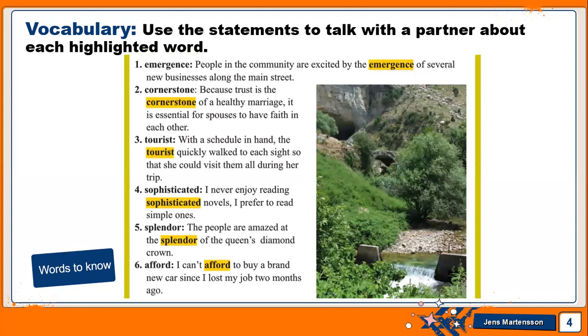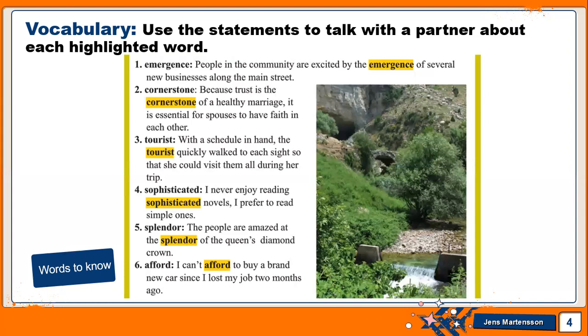The fourth vocabulary word is sophisticated. I never enjoyed reading sophisticated novels. I prefer to read simple ones. Now, from the context, we can see clearly that the first part of the sentence, I never enjoy reading sophisticated novels, is opposite to the other part, which means sophisticated is opposite to simple. So sophisticated means complex, which is opposite to simple. The fifth vocabulary word is splendor.